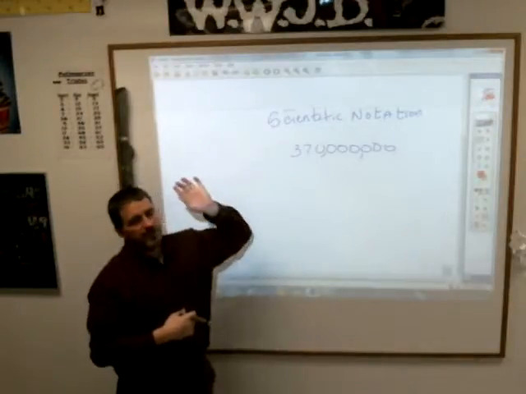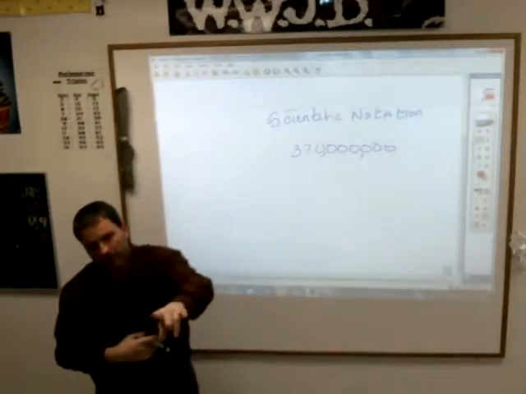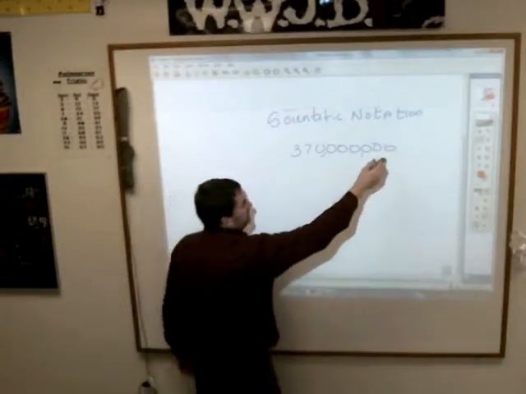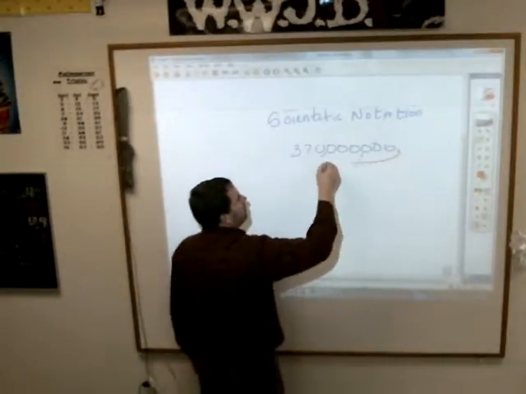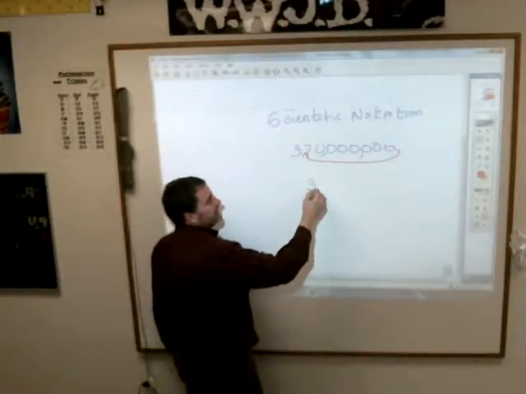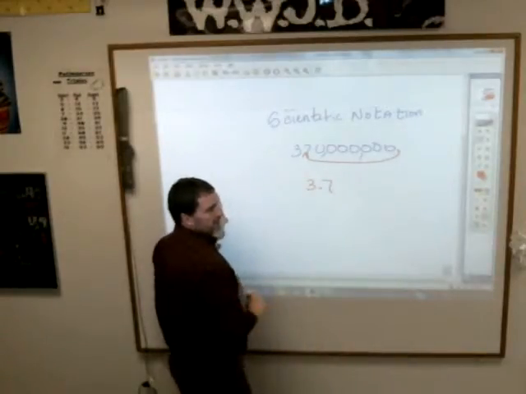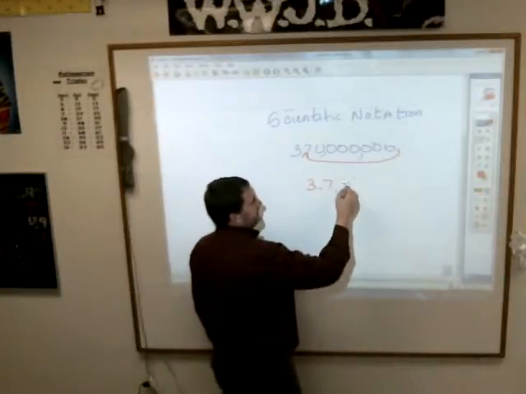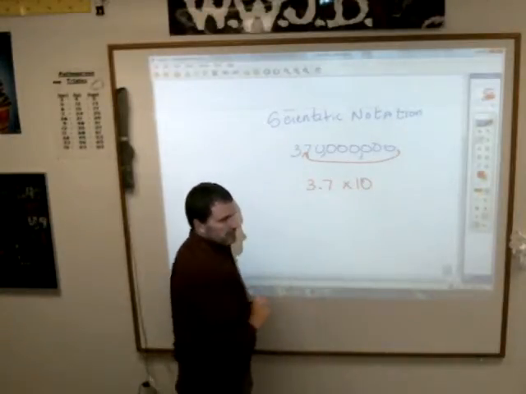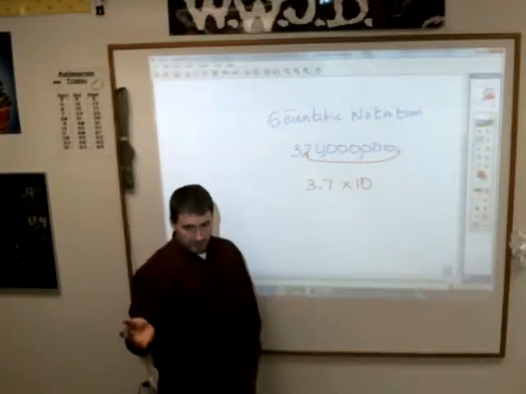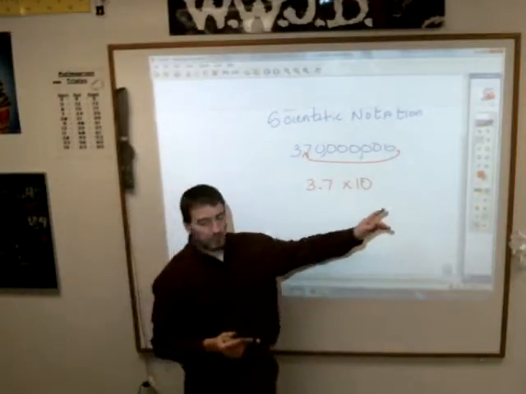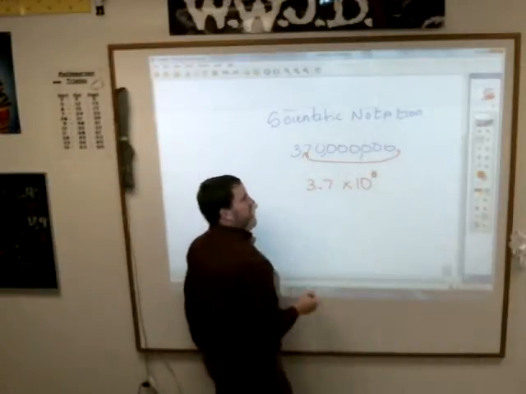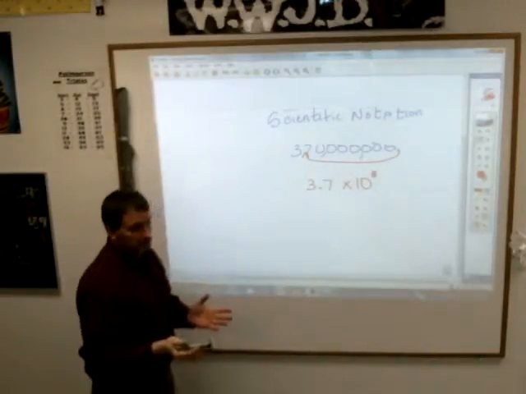Step number one, Nikki Kala, I put where? In between 3 and 7. Right, I make the number between 1 and 10, so the decimal moves all the way from here to there, because 3.7 is between 1 and 10. You already have this, right? Your second step is to put times 10, correct? And then the exponent of 10 is, how many places did I move it, Jack? 8. Okay, 8.